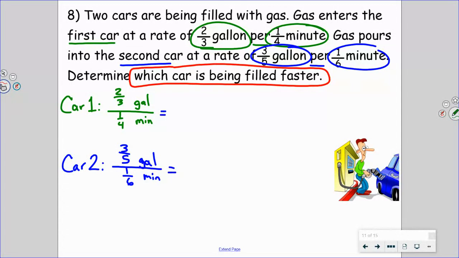Now, ladies and gents, I'm going to very quickly go through this. I'm going to try not to say anything. Let's see if I can keep my mouth shut and just let the numbers and the computation speak for itself. Here we go.